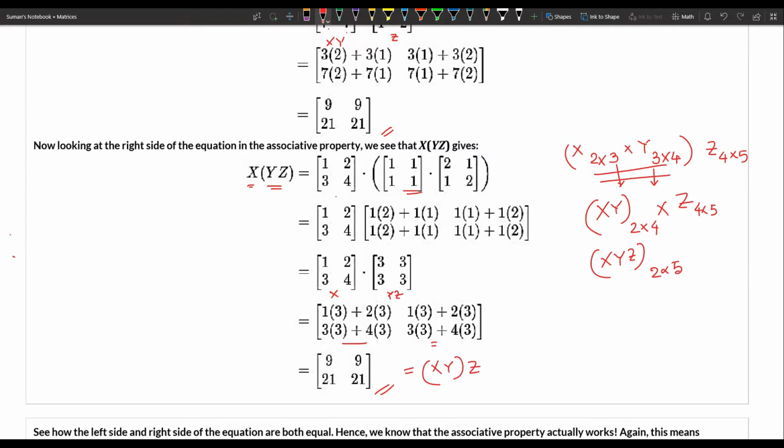So let's start once again with YZ at first. Y is 3 cross 4 into Z 4 cross 5, and then we multiply with the 2 cross 3.